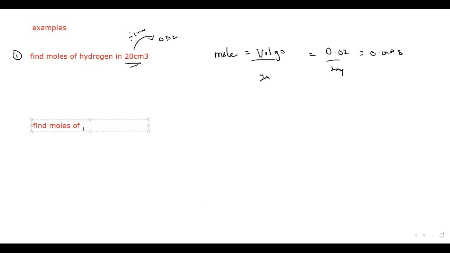The second example, find the moles of H2SO4 sulfuric acid in 40 cm cube of concentration 3 mole per dm cube. So that's the second example. Which formula should I use? 1, 2 or 3?